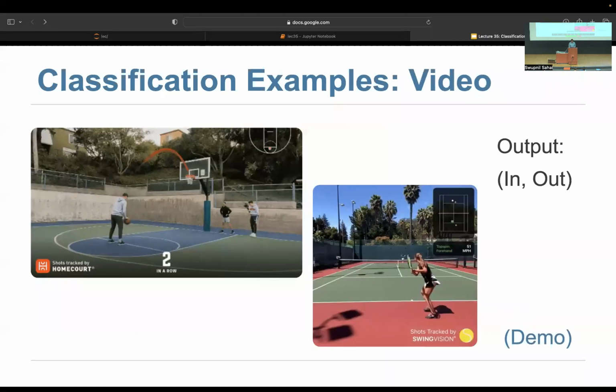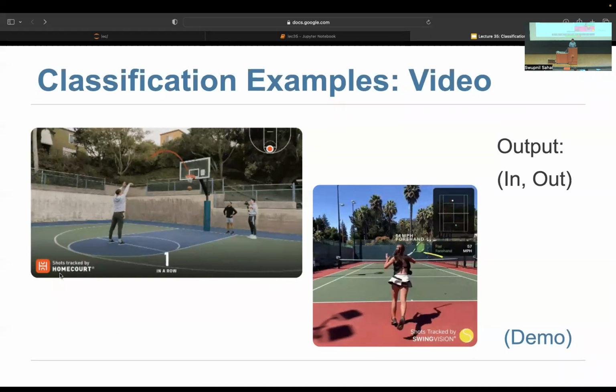To show you some examples of this, on the left we have a basketball example. Here we have a tennis example, but they're both doing very similar things. They're taking in video as input and outputting whether things are going in or out. For example, in the basketball case, this is automatically telling us whether they're actually scoring the ball or not. This is an actual app you can download on your phone. It's pretty cool.